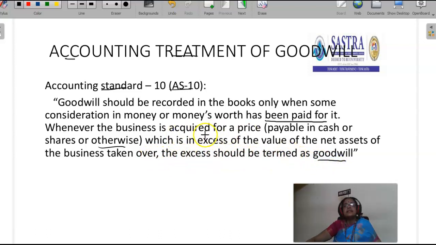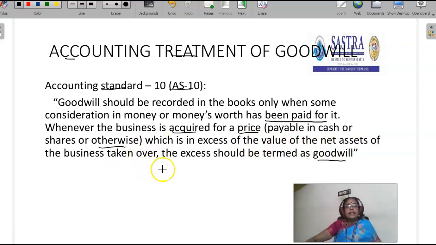See, whenever the business is acquired, whenever the business is purchased, the price is the consideration of the business which is purchased. It may be in the form of cash or in the form of shares or fixed assets like land and building, plant and machinery, etc., which is in excess of the value of net assets of the business taken over. Net assets means assets minus liabilities.